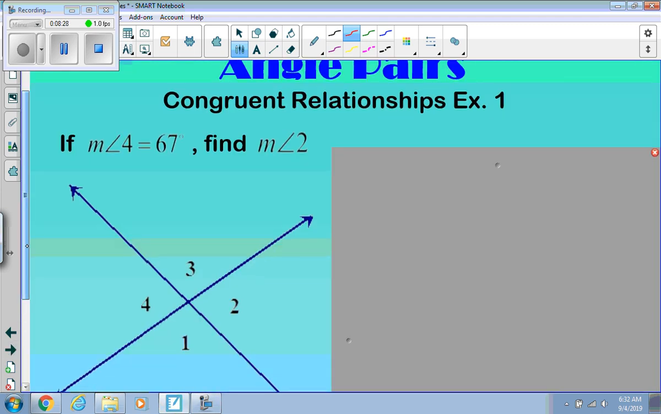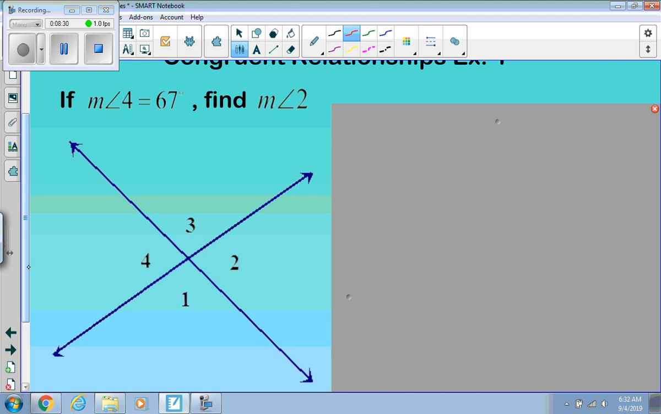Okay, so if angle 4 is 67 degrees, so we know this is 67. We want to know what angle 2 is. So notice that angle 2 is across from angle 4. And if they're across from each other, they're vertical angles. So it's going to be 67 degrees.